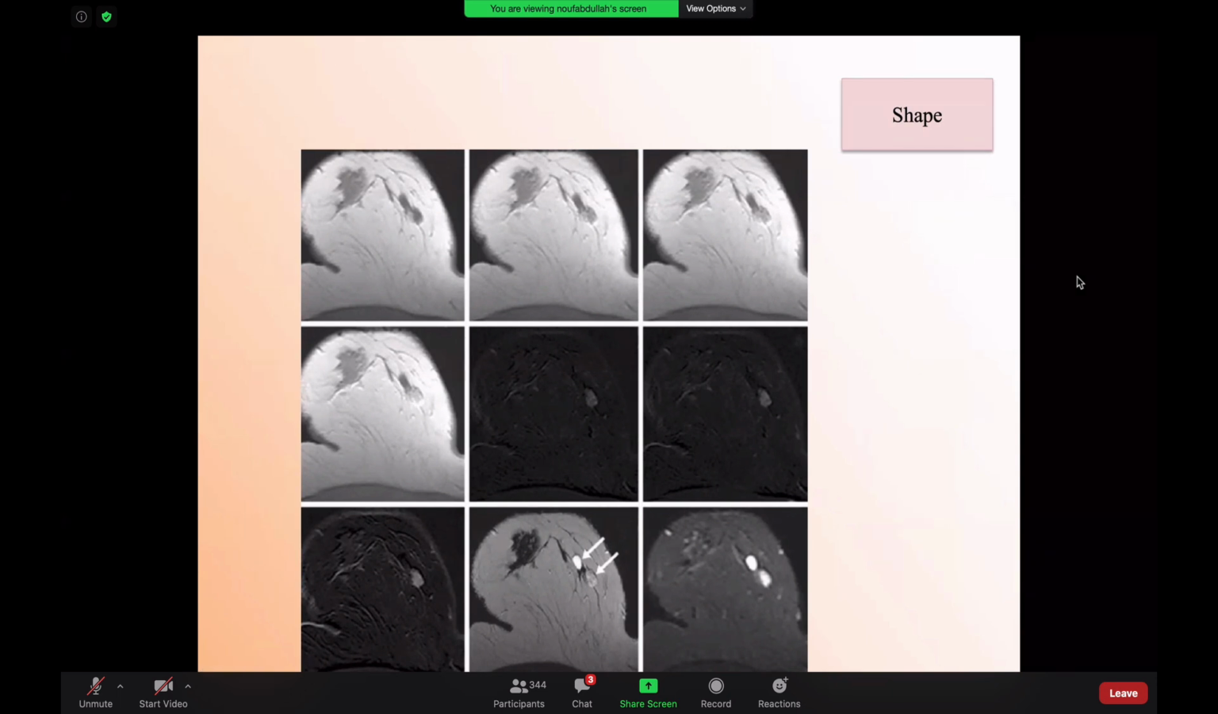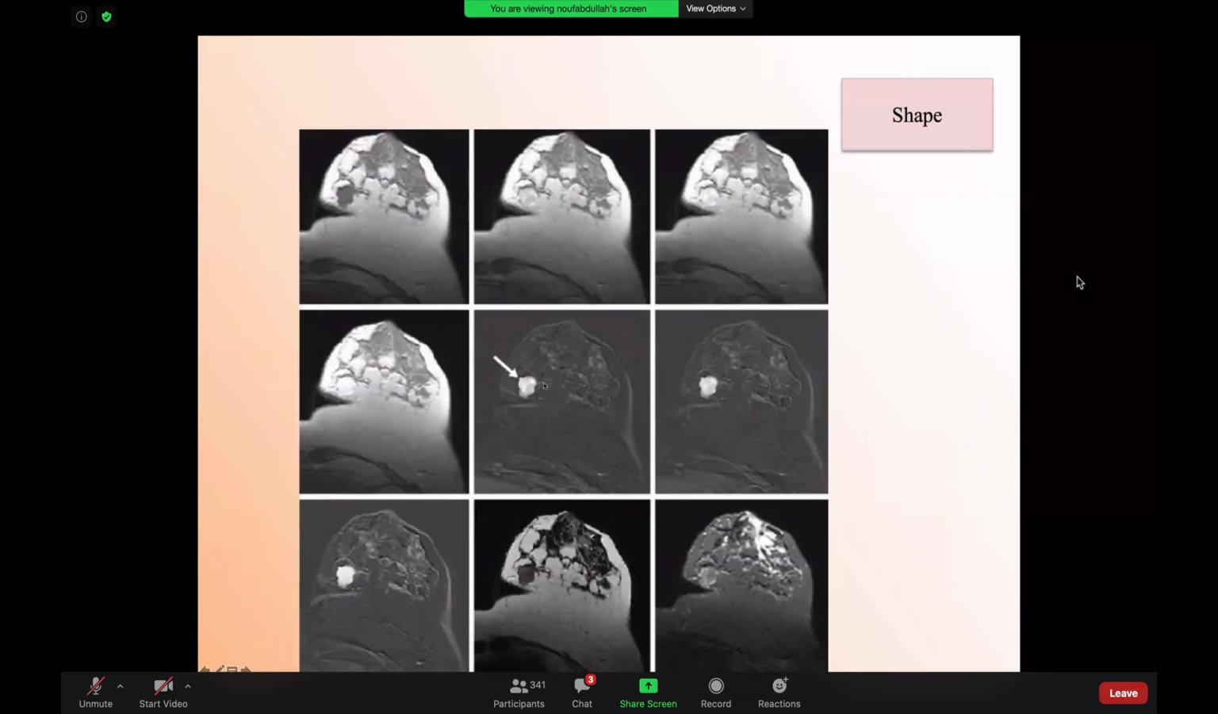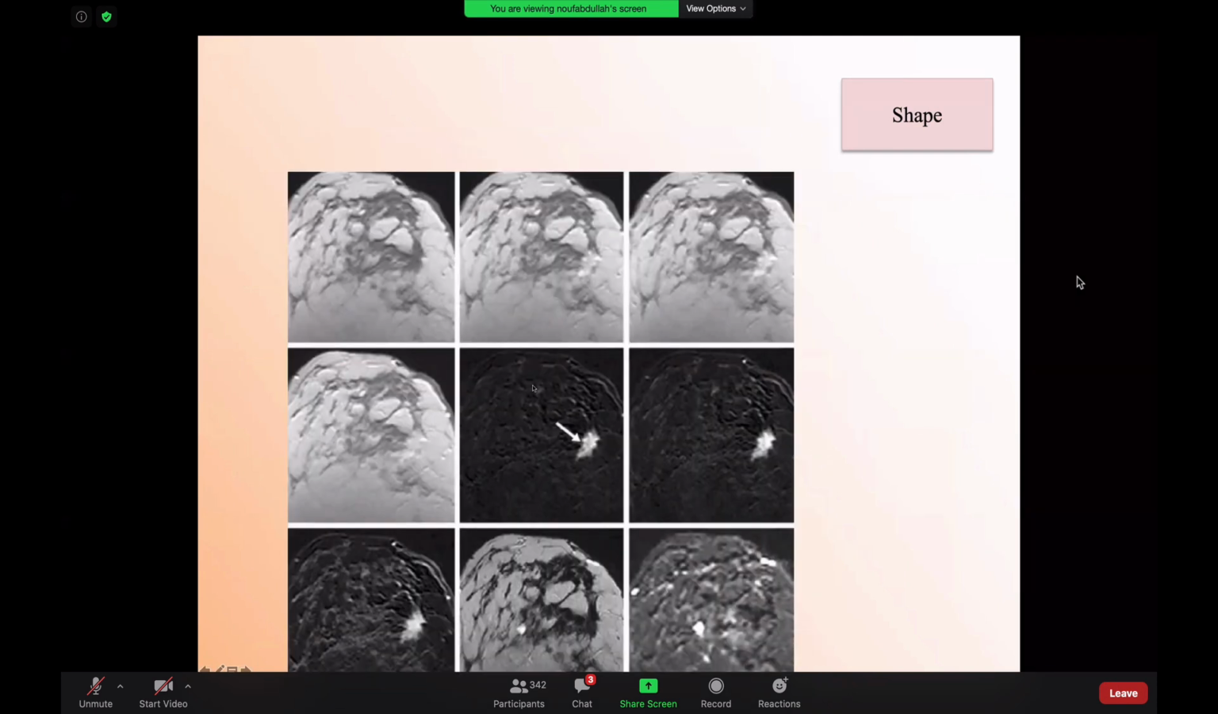So if we look at the shape of the lesion, a rounded lesion, an oval lesion, I'm dealing with a benign lesion. Microlobulated lesion, depending on the size, looks a little bit irregular in shape. This means it is suspicious, BI-RADS 4. Irregular lesion with spiculated margin, this is very suspicious, BI-RADS 4 or 5.